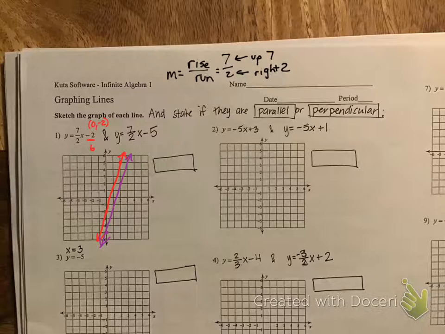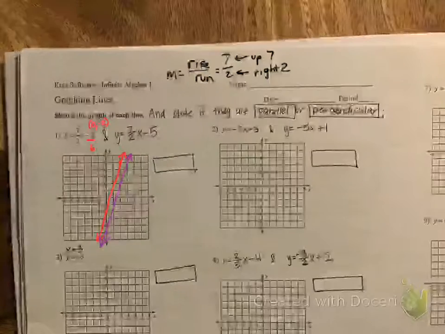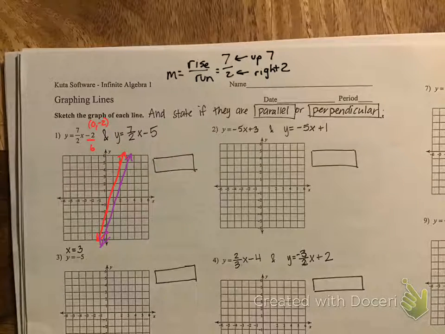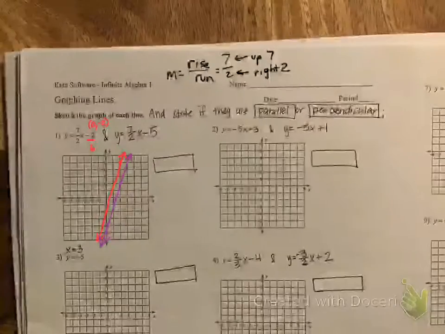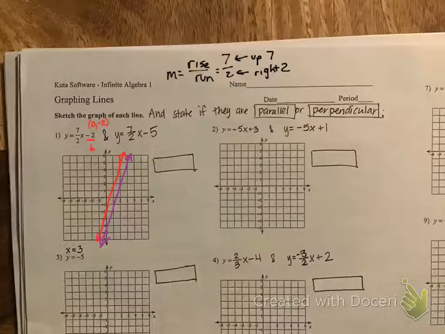So in this case, are we looking at parallel lines or perpendicular lines? Parallel. Because they never touch. Yeah, parallel lines, they never touch each other.